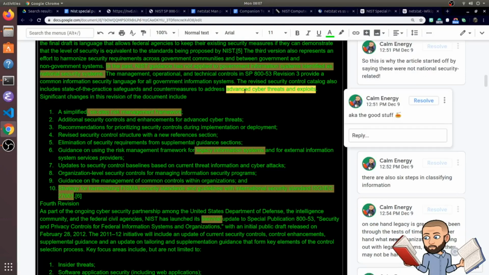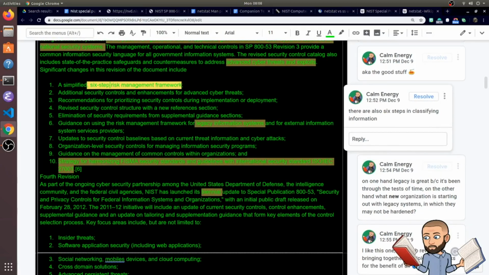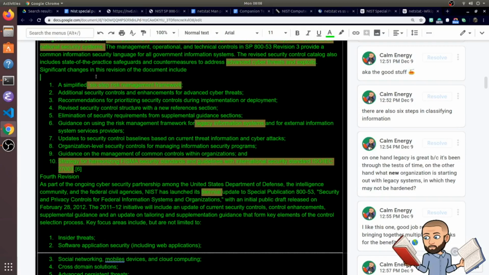So I imagine even if an organization wasn't forced to be compliant, you still would want to because it's going to protect you. And studying the latest attacks is the good stuff to me. I really enjoy it. So here's 10 significant changes that revision 3 goes through. I'll draw your attention to the first one. Simple is nice, and having only 6 steps to manage your risk is nice.